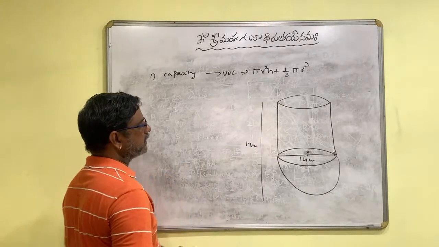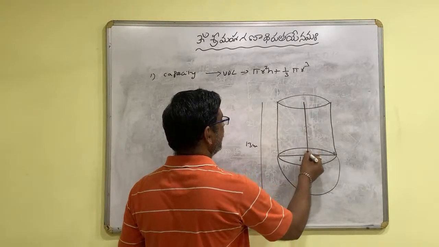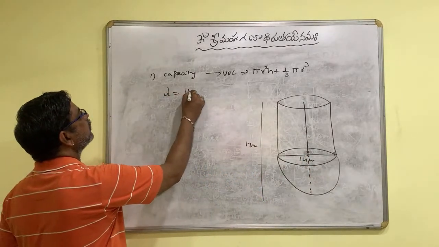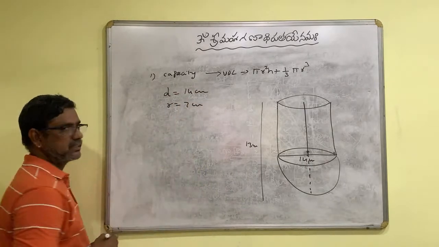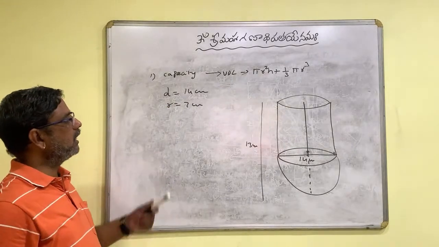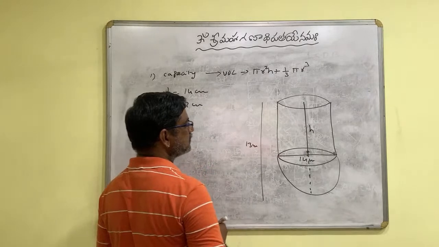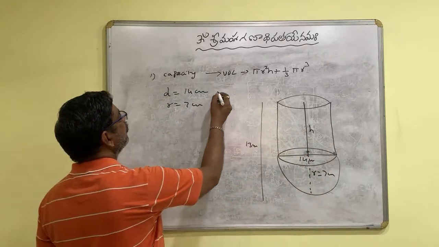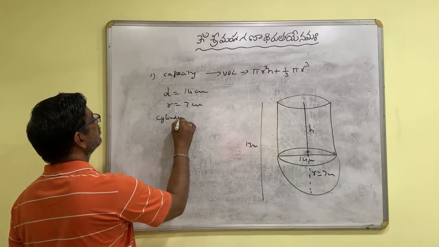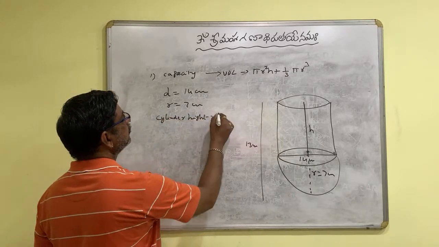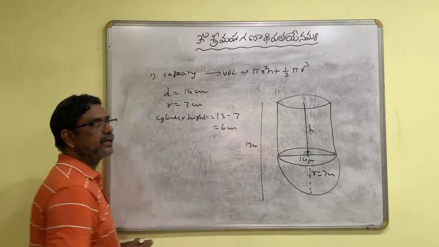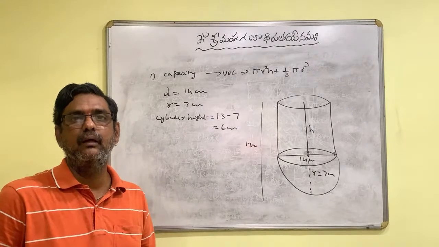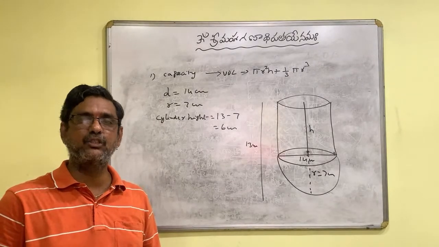First, the total height of the object is given. We need to find out the cylindrical height. We know that the diameter of the base is given, 14 centimeters. Radius is 7 centimeters. Is that right, children? We know the height of the hemisphere is nothing but the radius. So cylindrical height is equal to total height minus radius, which is 6 centimeters. Now we have cylinder dimensions and hemisphere dimensions.